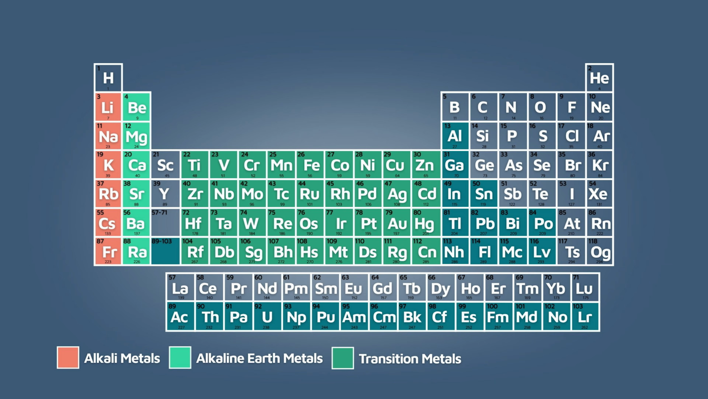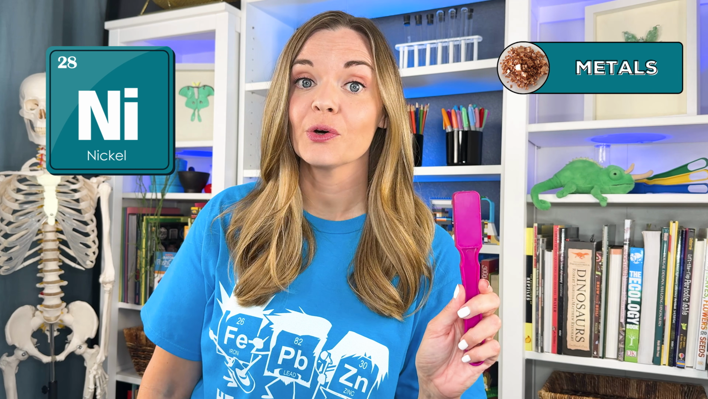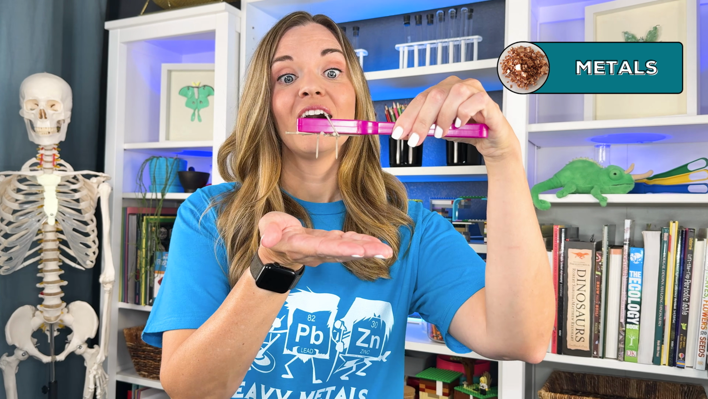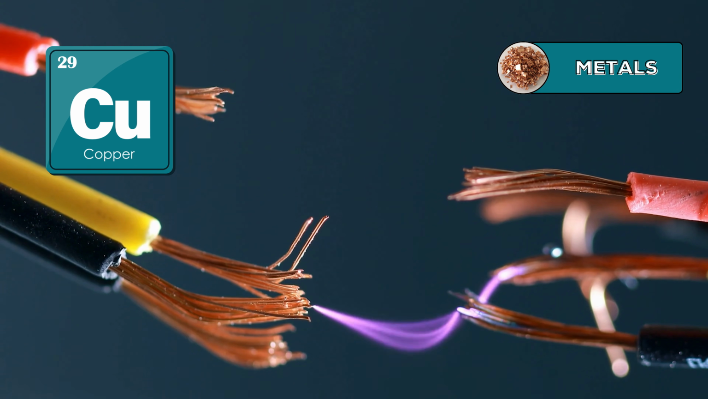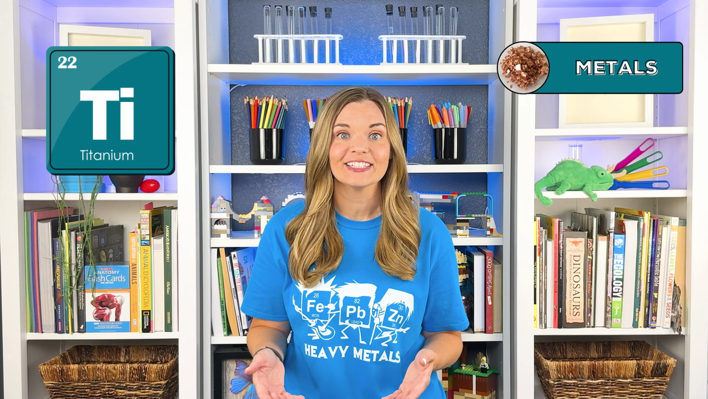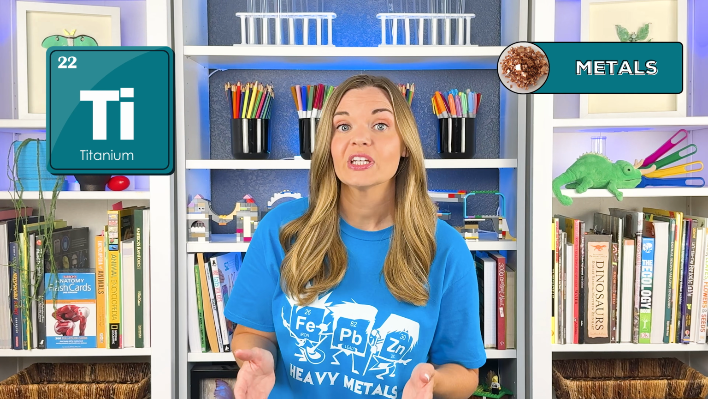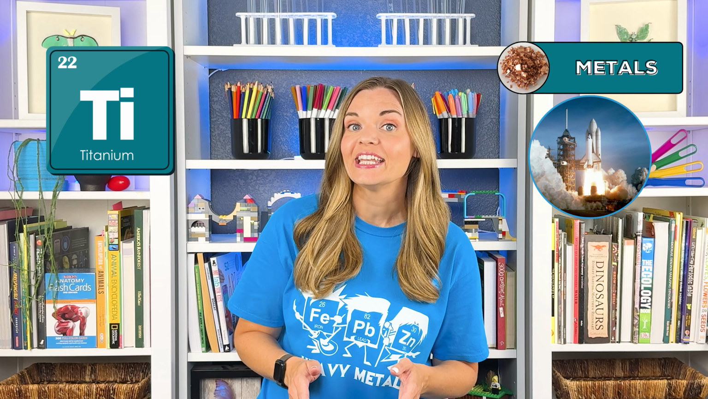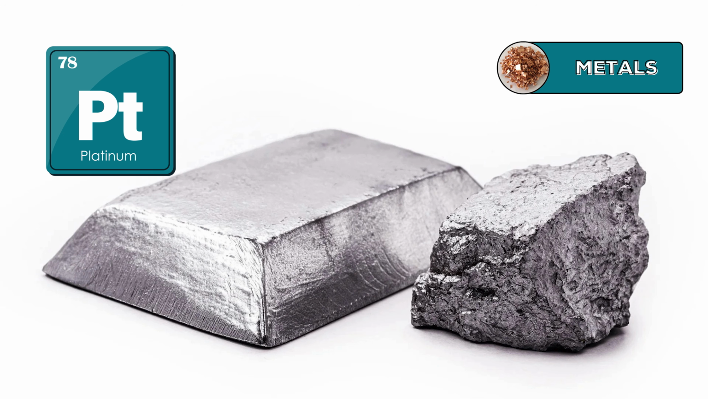This middle group holds the transition metals. Three of the transition metals are magnetic: nickel, cobalt, and iron. Copper is one of the best conductors, so it's used in electrical wires. Titanium is named after mythological Greek giants called Titans because it's so strong. It's also very light, so it's used to make space and aircraft parts and medical joint replacements. Some of the transition metals are known as precious metals because they're quite rare and valuable. Gold, silver, and platinum are examples.